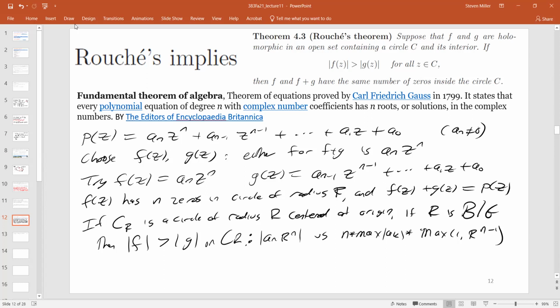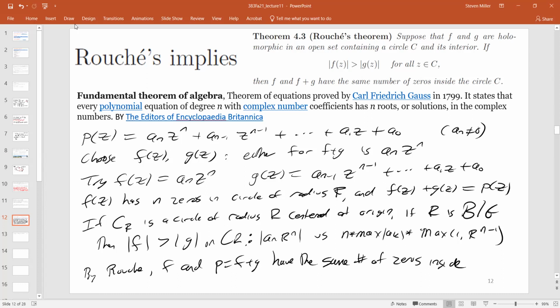Okay, well, what does that now mean? So by Rouché, f and p equals f plus g have the same number of zeros inside the circle. And there's the proof.